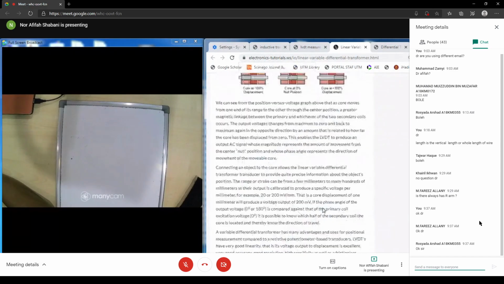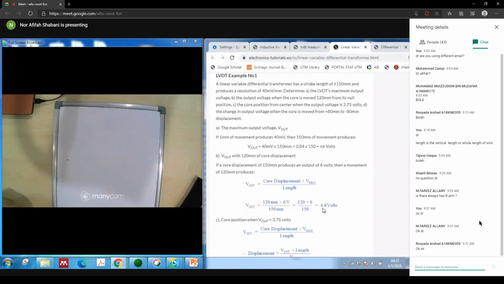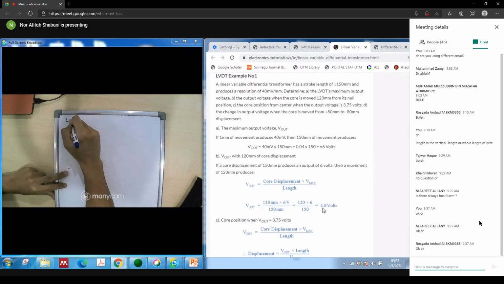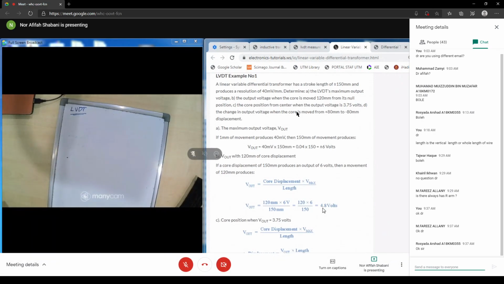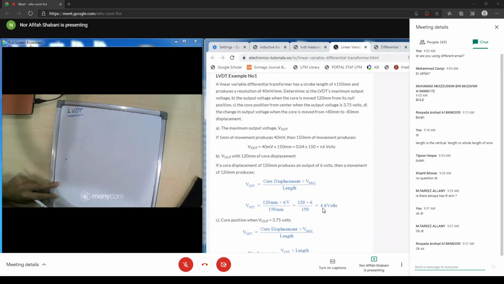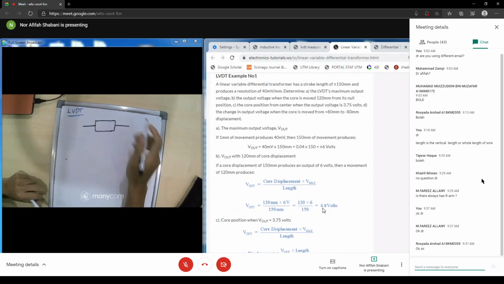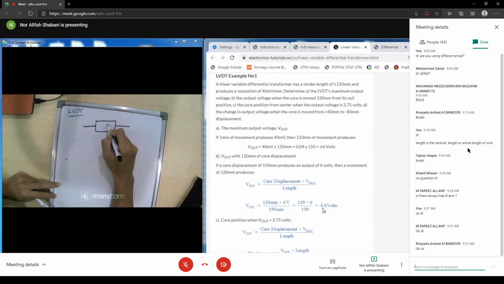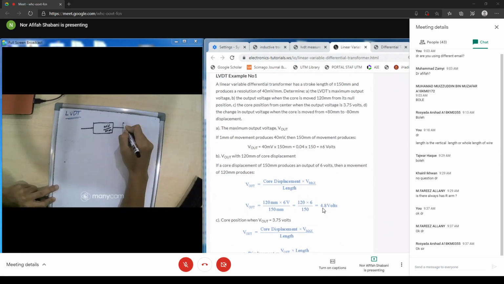Alright, let's look at this example. This is an example of the calculation for the LVDT. As we know, for the LVDT or inductive sensor, we should know about the transfer function first. The transfer function is given to you, for example, in millivolt over millimeter. So in this case, the output will be millivolt, right?